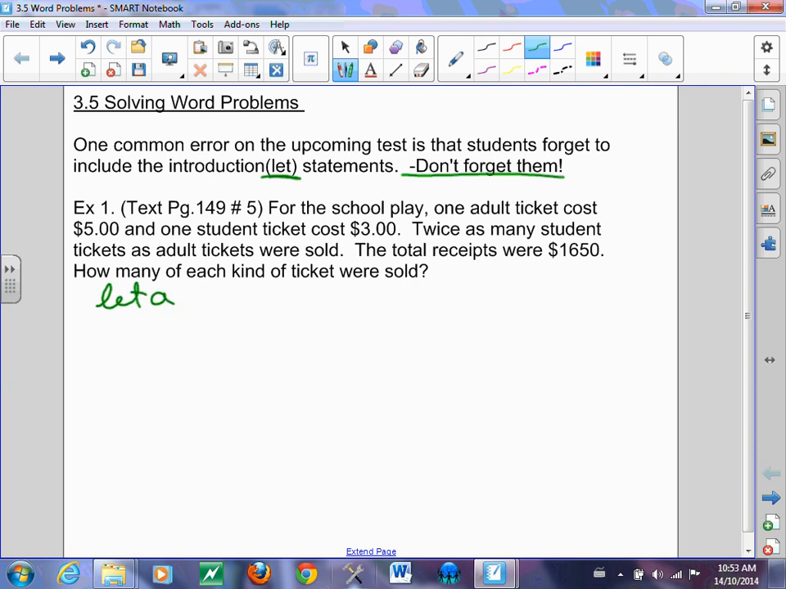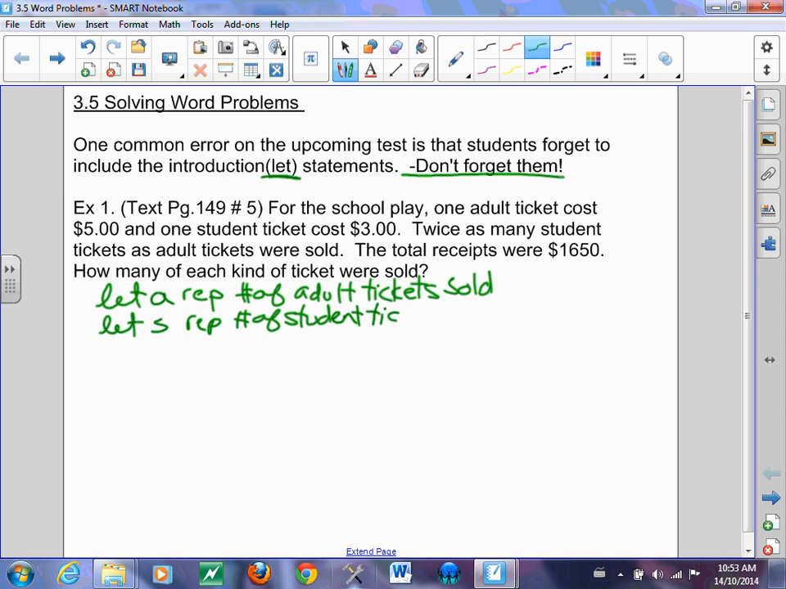So let A represent the number of adult tickets sold. And again, it's based on what they're asking for. It's the number that are sold, not the cost of each adult ticket, because that was already given. So let A represent the number of adult tickets sold, and we'll let S represent the number of student tickets sold. Awesome. Okay, so now, folks, we're going to come up with these equations.